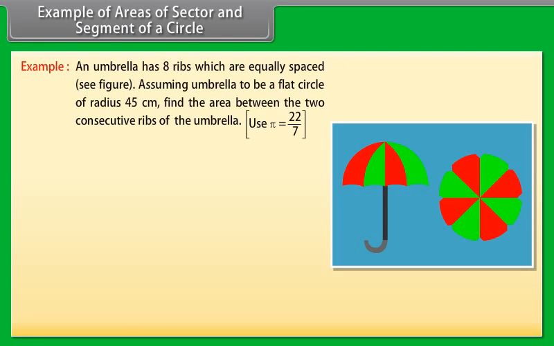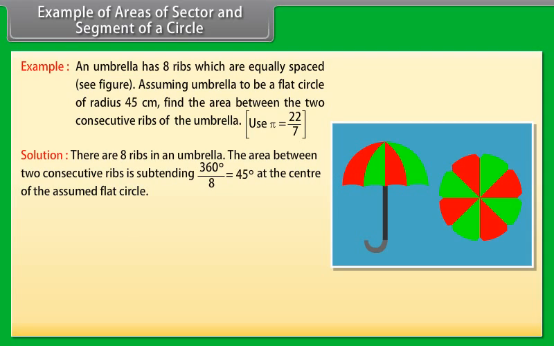Example. An umbrella has 8 ribs which are equally spaced. See figure. Assuming umbrella to be a flat circle of radius 45 centimeter, find the area between the 2 consecutive ribs of the umbrella. Use pi as 22 upon 7. There are 8 ribs in an umbrella.